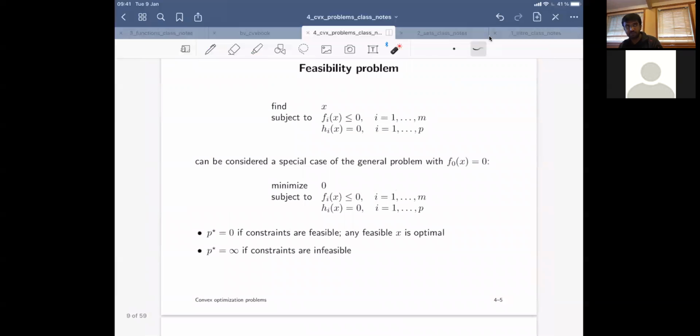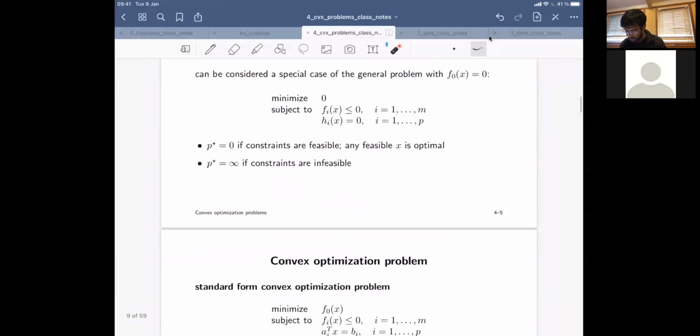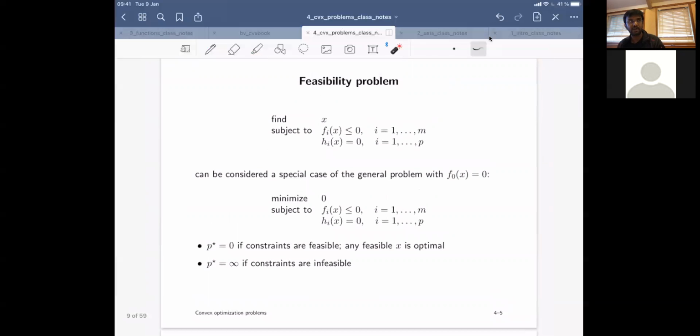Now we see what a feasibility problem is. We are getting familiar with the different aspects of this. One is a feasibility problem. From the name itself, you can guess what it is, right? I'm not minimizing something, but I just find the points which are feasible. That's what a feasibility problem is doing.